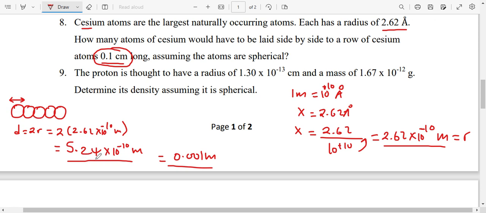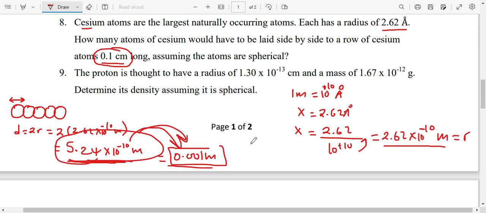We want to pair up each of this distance such that it gives us this length. In other words, how many times can this number go into 0.001? So we write 0.001 divided by 5.24 multiplied by 10 to the power negative 10. That is how many times this number can go into this, which gives us the number of cesium atoms that fit in there. One cesium atom is equal to this value. How many are going to give us this value? That is what we want to find, and then we do that operation.